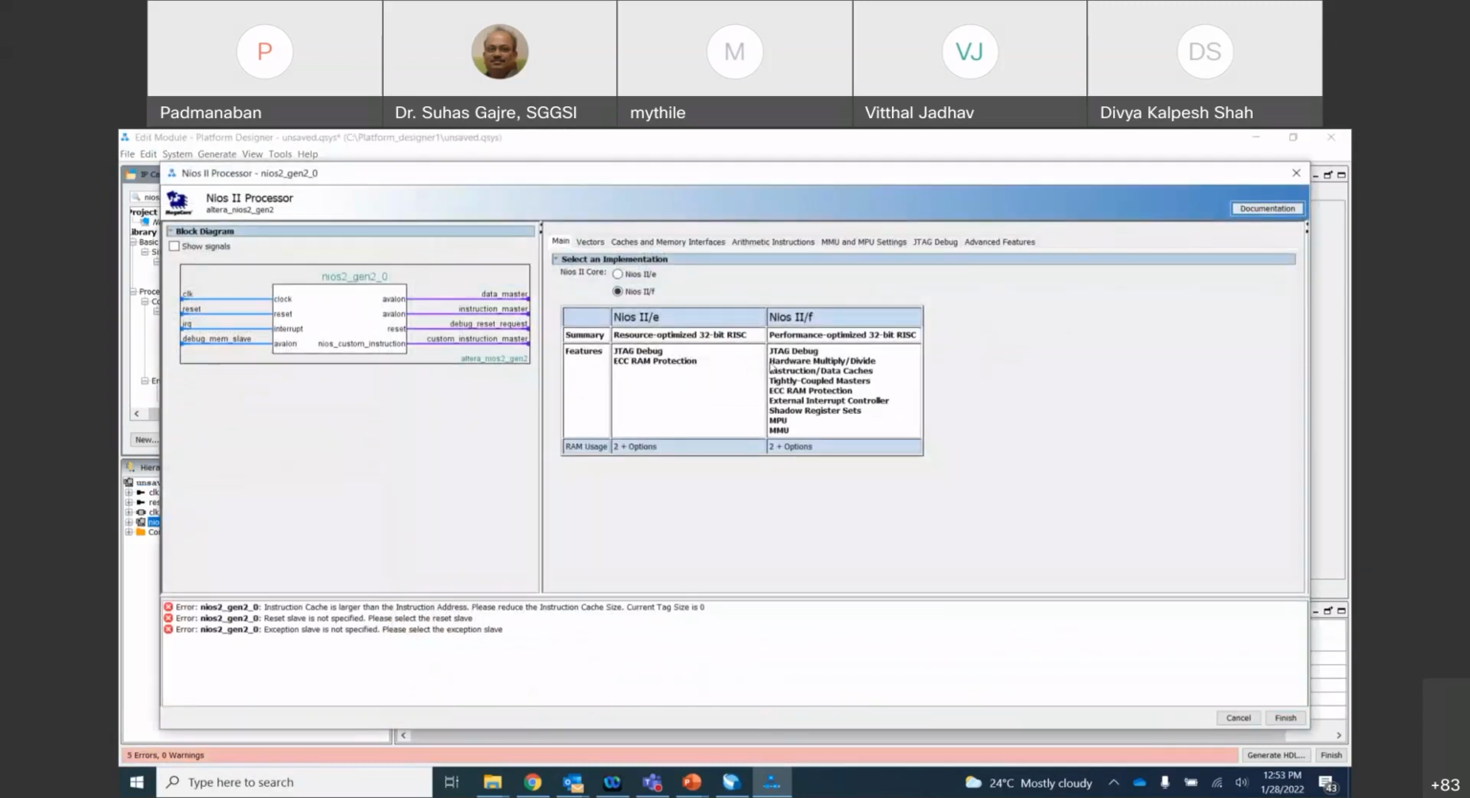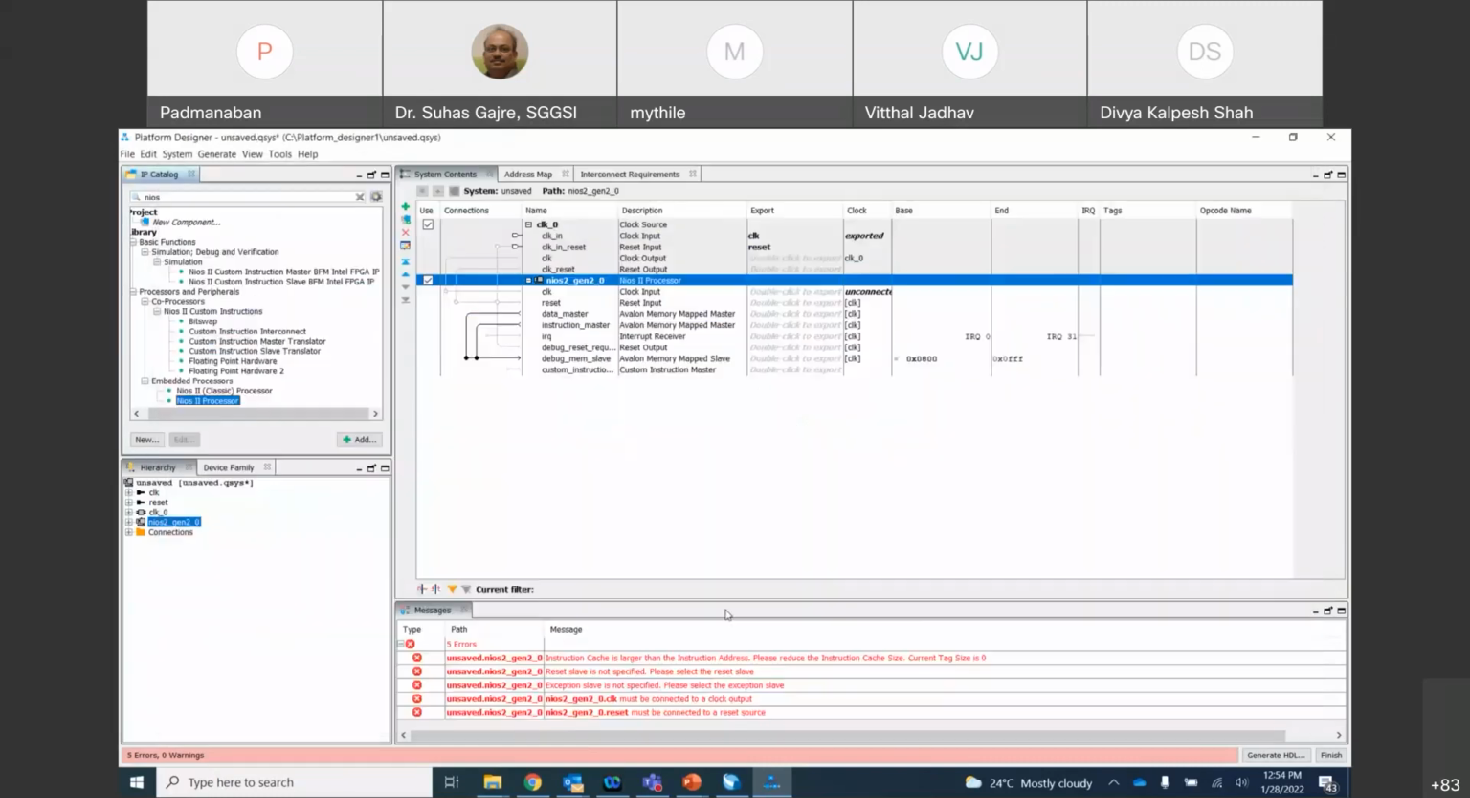Here, the Nios II processor is available in two variants. One is the economy variant, the other one is the fast variant. We'll go ahead with the economy variant because the fast variant has many other options available, but some licensing is required. We'll go ahead with the economy variant. Okay, it's safe. Now you can see there are multiple errors that have been generated from the tool.